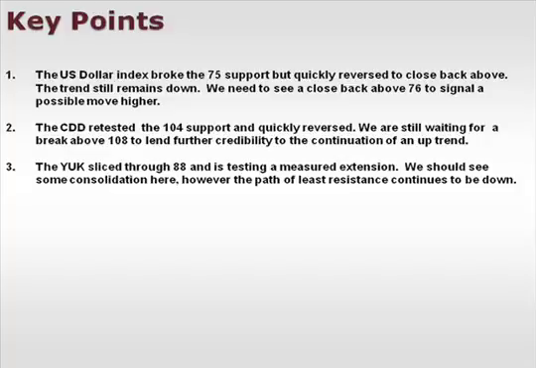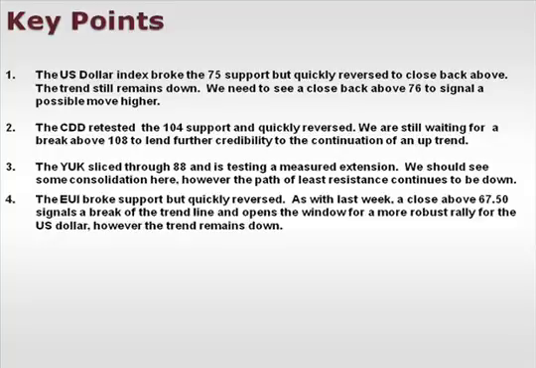The YUK sliced through 88 and is testing a measured extension. We should see some consolidation here, however the path of least resistance continues down. The EUI broke support but quickly reversed. As with last week, a close above 67.5 signals a break of the trend line and opens the window for a more robust rally for the US dollar. However, the trend remains down.